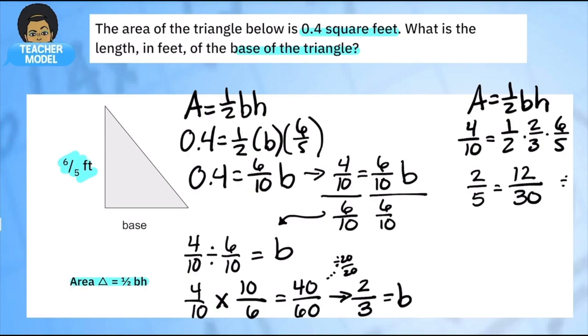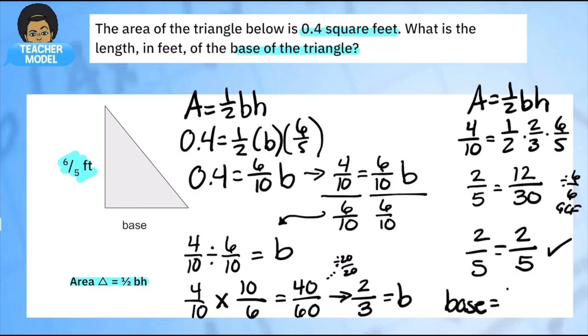So I'm going to divide by 6/6. That's their greatest common factor. And 12 divided by 6 is 2. 30 divided by 6 is 5. So this is correct. 2/5 is equal to 2/5. So this is the actual base. So let's just put that in there.